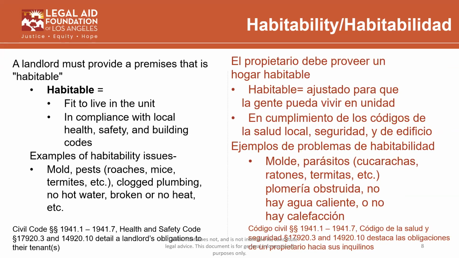So when you enter into a lease agreement, there's a couple of things that the landlord is actually required to provide to you as part of that contract. And one of those things is that a landlord must provide you with a premises that is considered habitable. Habitable means that the unit is fit to live in and it's in compliance with local health, safety, and building codes. Some examples of common habitability issues is the presence of mold, the presence of pests like roaches, mice, or termites, clogged plumbing, and lack of hot water or no access to heating.